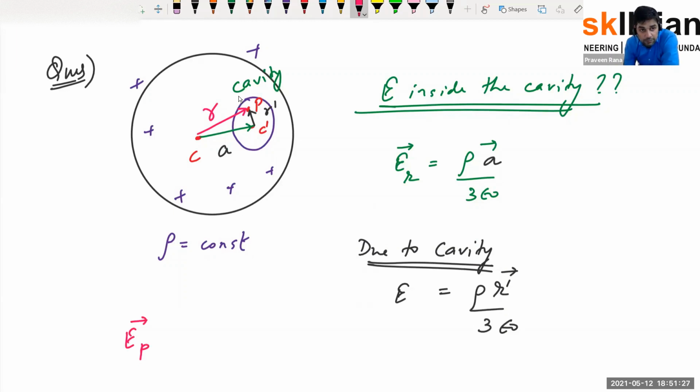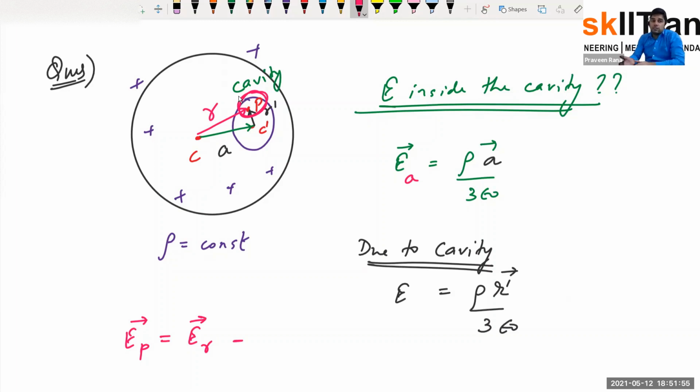So we can see, if I go to this one, I go to electric field at R, this one directly. Electric field would be ER. Minus, there is a cavity.